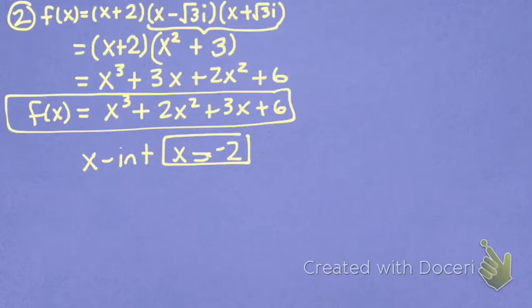And so our zeros are x equals negative 2, which is also an x-intercept, and x equals plus or minus the square root of 3 i. And that's number 2.